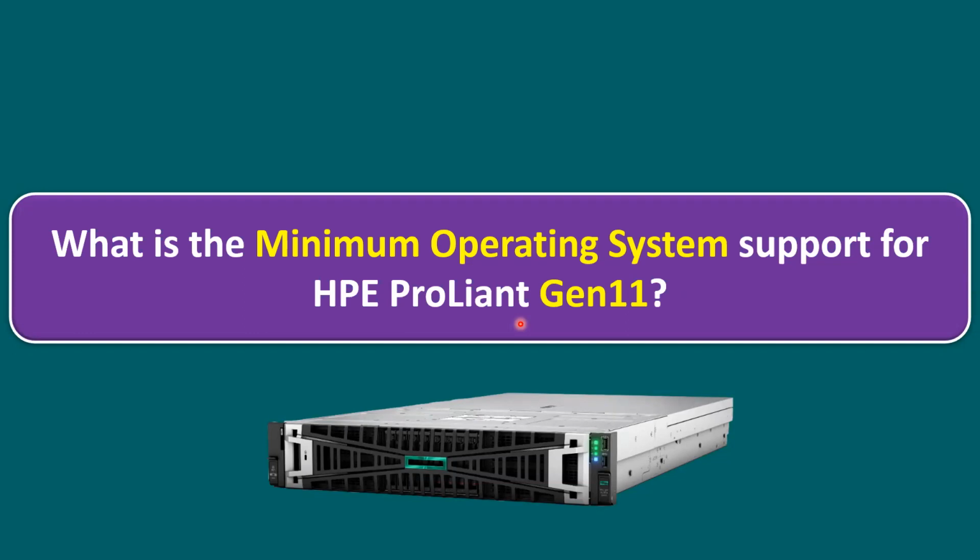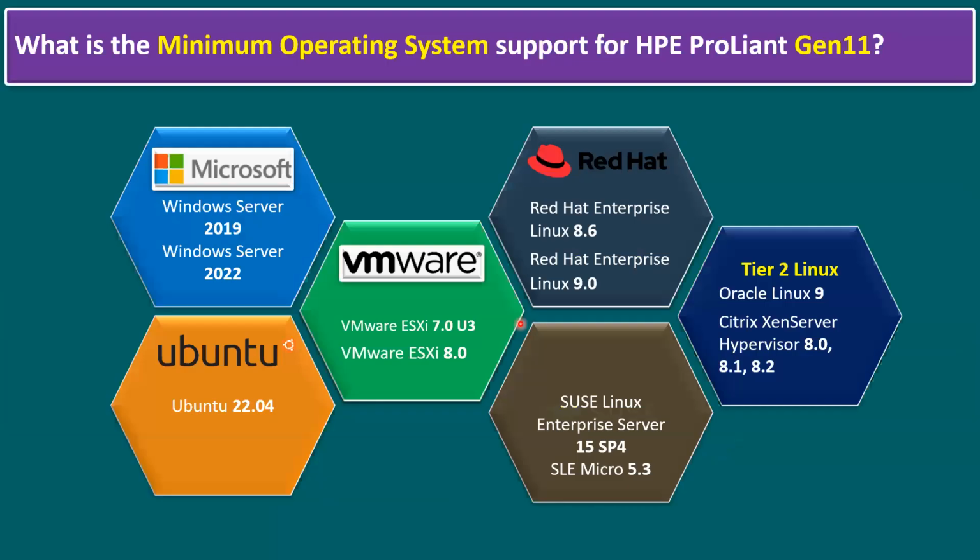Now let's talk about the minimum operating system support for these latest models. The minimum support list includes Microsoft. Within Microsoft Windows Server, it minimally supports Windows Server 2019, and it also supports Windows Server 2022. Another one is Ubuntu. Within the Ubuntu flavor, Canonical Ubuntu 22.04 is the minimum guest OS support.